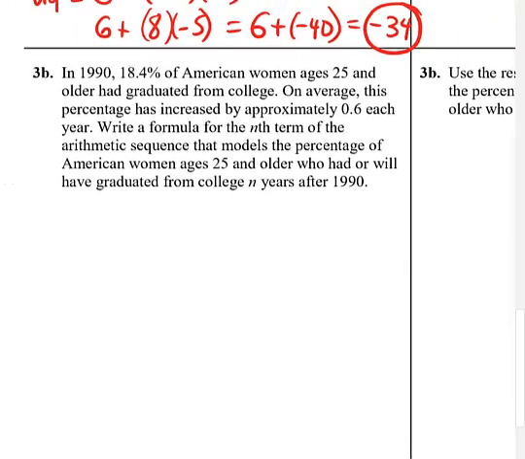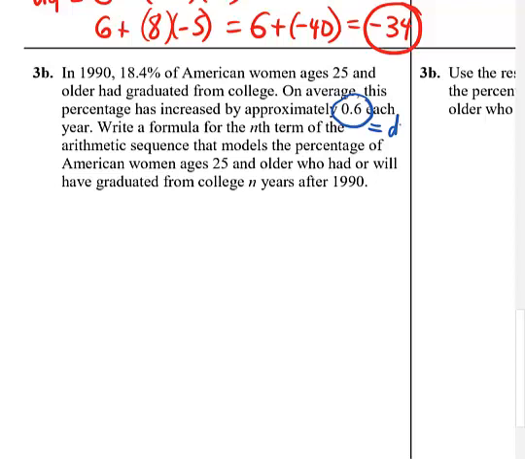Alright, looks like they're trying to give us some applications here. That's kind of interesting. It says, in 1990, 18.4% of American women aged 25 and older had graduated from college. On average, this percentage has increased by approximately 0.6 each year. So I think that, if we're trying to find an arithmetic sequence, that'll be your common difference, because that's how much it increases each year, which is the definition of common difference, what's being added each time to find the next term.